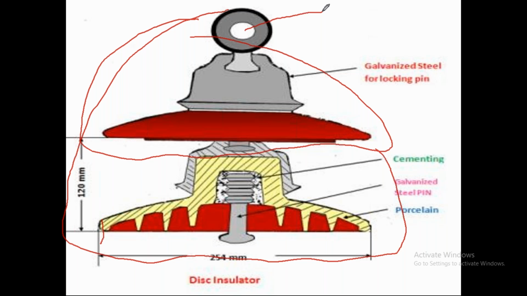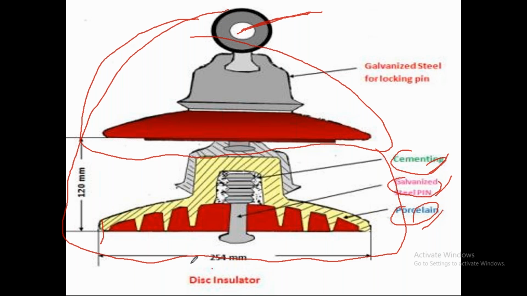From here you are going to connect the conductor for transmitting the power. You can't connect it directly to this material. Why? Because it is not a non-conducting material. If it is connected directly, it will burn like this. These are the different materials we are using in the insulator: porcelain, galvanized steel, and cement. Cementing properties are used here. So this is the internal structure of an insulator.